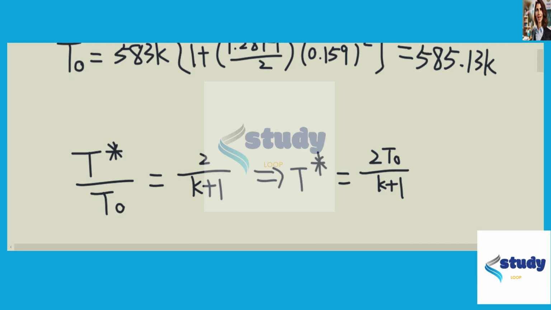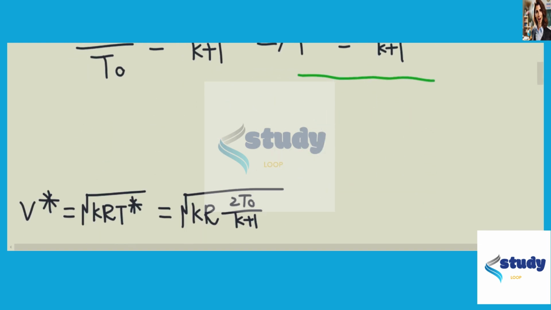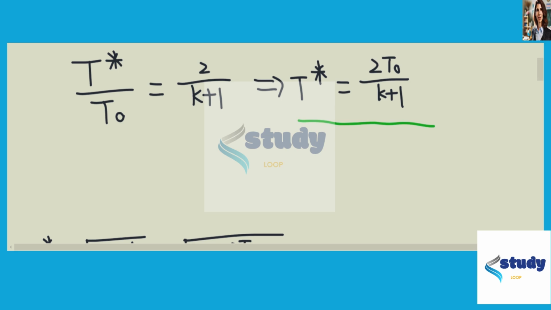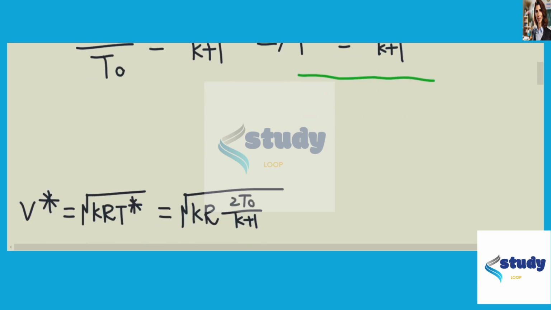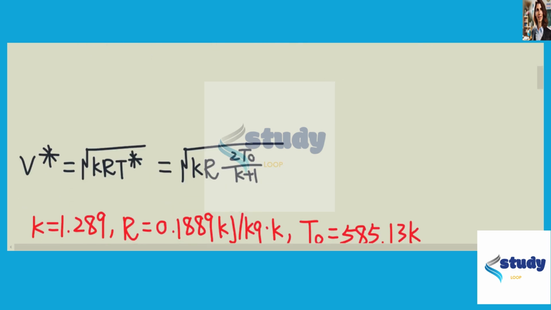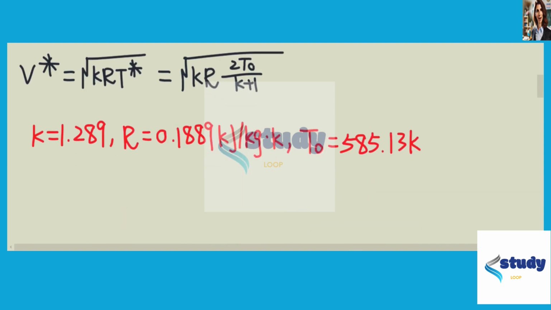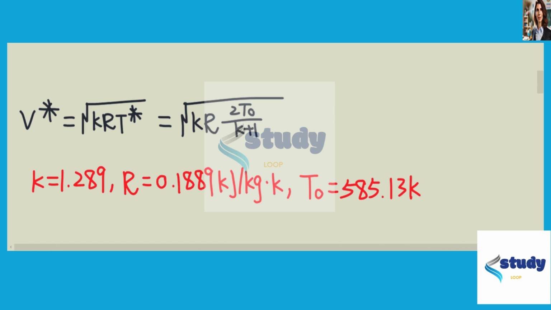So now we can determine the critical temperature, which is the temperature at the throat. So we have T asterisk is equal to 2T0 over K plus 1. So now we can plug in the values. We can use the 2T0 over K plus 1 substitute for the T asterisk, since we know the critical velocity is equal to square root KRT asterisk, which is the velocity of carbon dioxide at the throat, the one we are looking to determine. Okay. So this is equal to square root KR times 2T0 over K plus 1. So now we know the specific heat ratio for the carbon dioxide is 1.289, and we know the gas constant, and we also know that T0 is equal to 585.13 Kelvin.